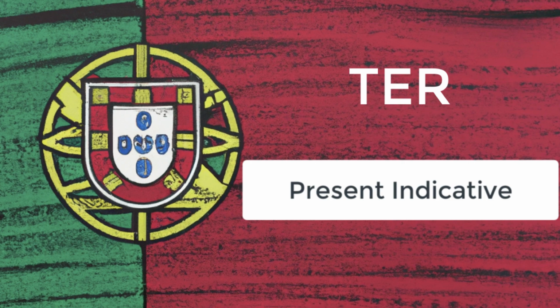Tendes. Vós tendes. You have a lot of luck. The you plural. Vós tendes muita sorte. Têm. Eles têm. They have 2 houses. Eles têm 2 casas. Ter presente do indicativo.